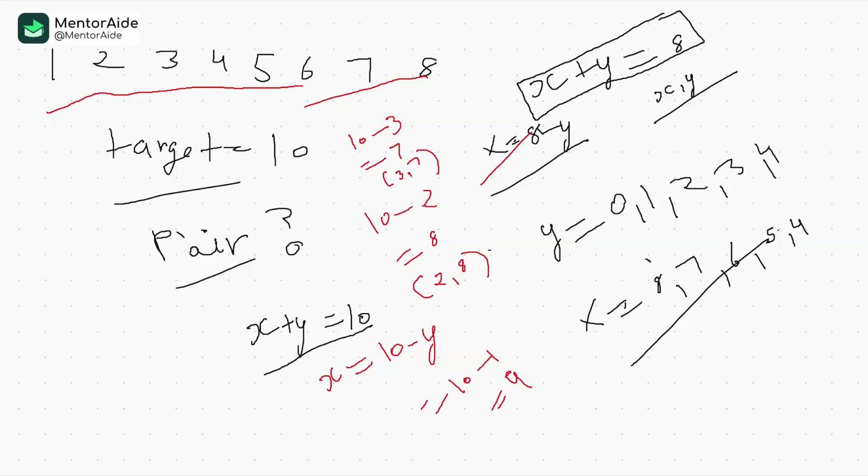I hope at least till now you got the idea of how we are solving this 2-pointer problem. Sorry, how we are finding the pair which sums up to the given target. Is it clear to everyone for now? Yes, sir.